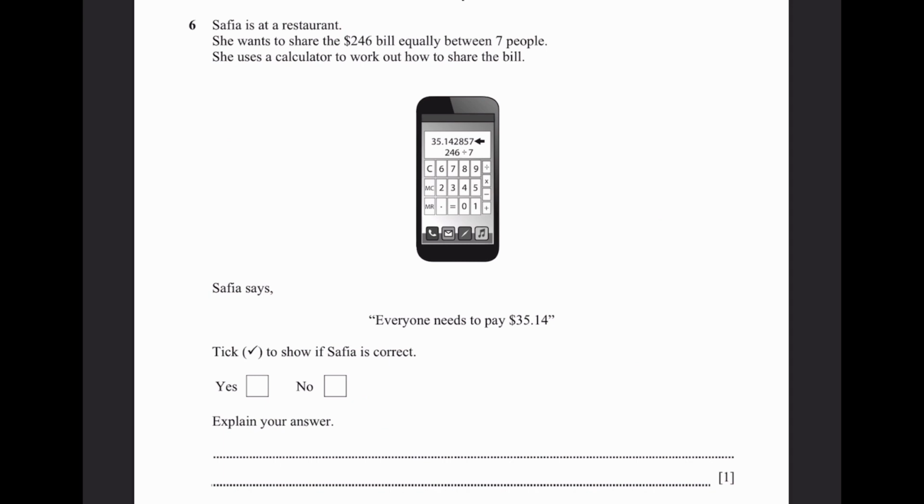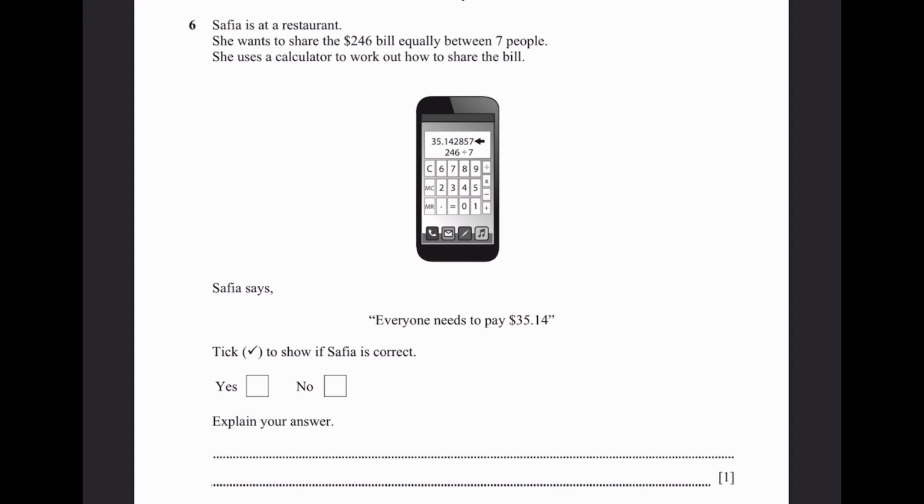Let's go to question 6. Safia has a restaurant. She wants to share the $246 bill equally between the 7 people. She uses a calculator to work out how to share the bill. Safia says, everyone needs to pay $35.14. Tick to show if Safia is correct.